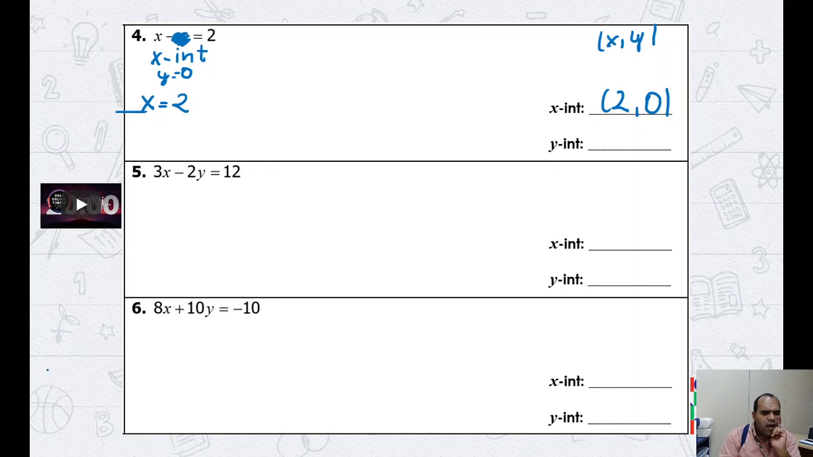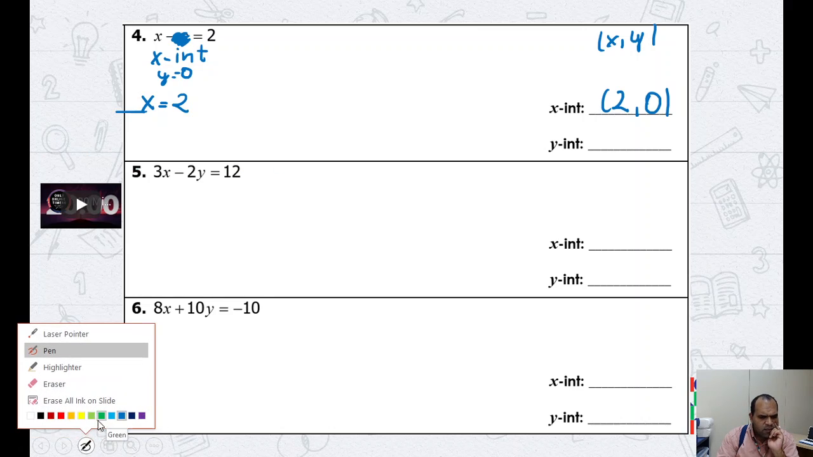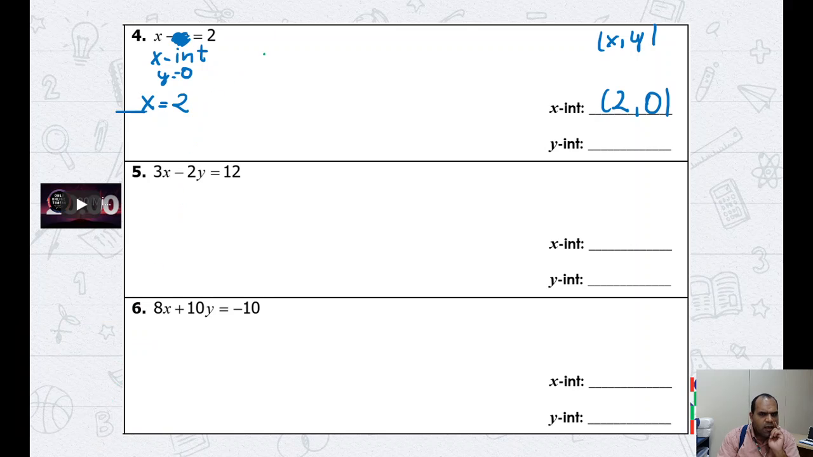Great. Right now, let's work on the other one. Let's use the y-intercept. For the y-intercept, guys, I'm telling you x right now is 0. I'll just erase this here, and now x is 0. I don't have x anymore.